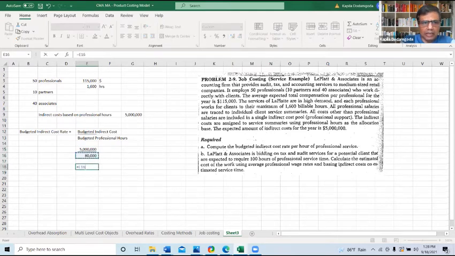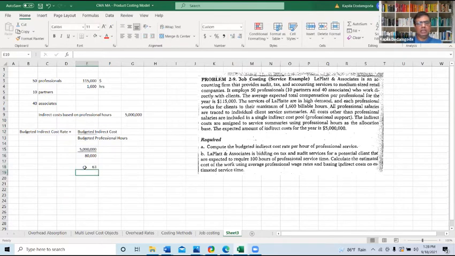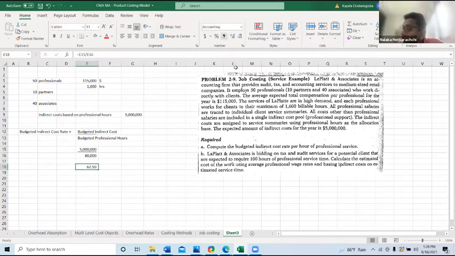62.5. Yeah, it is divided by this. 62.5, that is what it is.